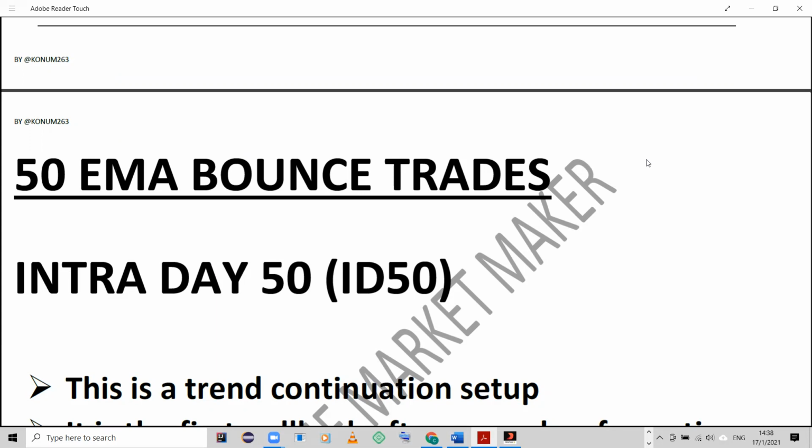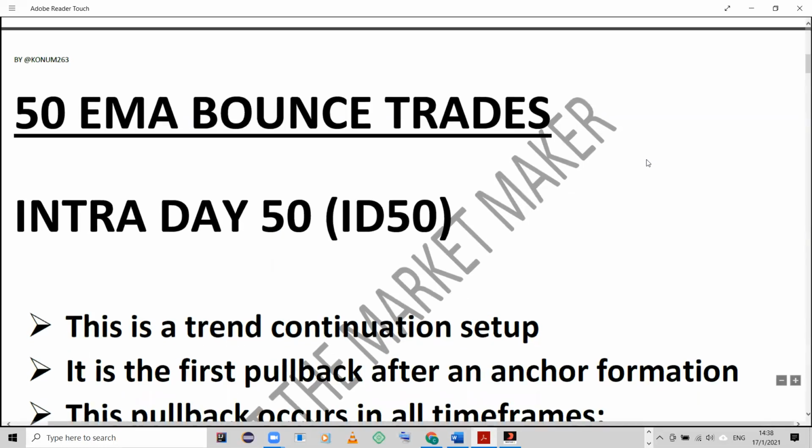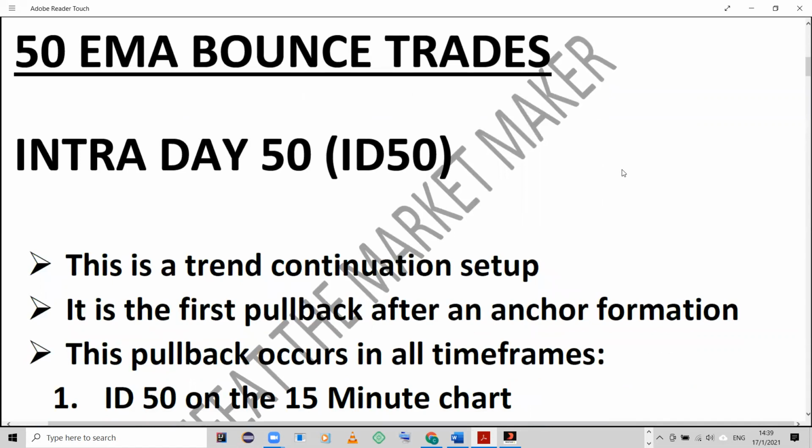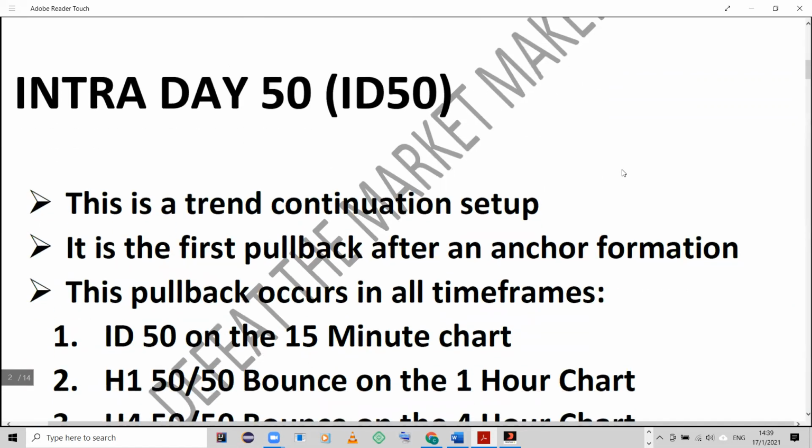I hope you have your notebook or somewhere to write or take screenshots. It is the first pullback after an anchor formation. Get it as it is written right now. I typed this myself. This pullback occurs in all time frames, so it has different names according to the time frame you notice it from.